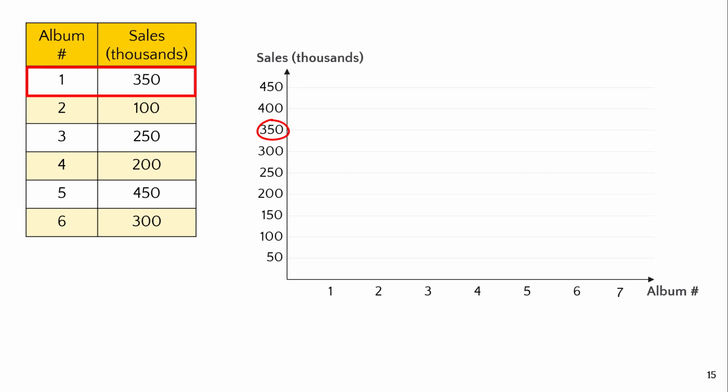For album 1, we have a sale of 350,000 albums. For album 2, we have the album sale of 100,000, the point will be down here. For album 3, we have a sale of 250,000 albums, we plot the point here. For album 4, we have a sale of 200,000 albums, we plot it here. For album 5, we have a sale of 450,000. We plot it up here. And finally, for album 6, we have a sale of 300,000, we plot the data point here.